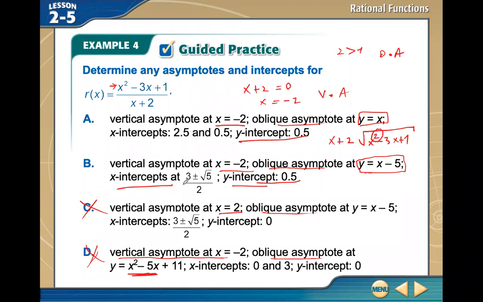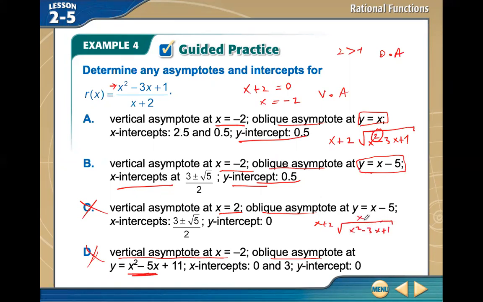The difference is the x intercept. If I find the x intercept, I don't need to find the oblique asymptote also. But if the oblique asymptote is easy, let's go for the oblique asymptote, since I think it's easy. So let me do it here. X plus two, x squared minus three x plus one.